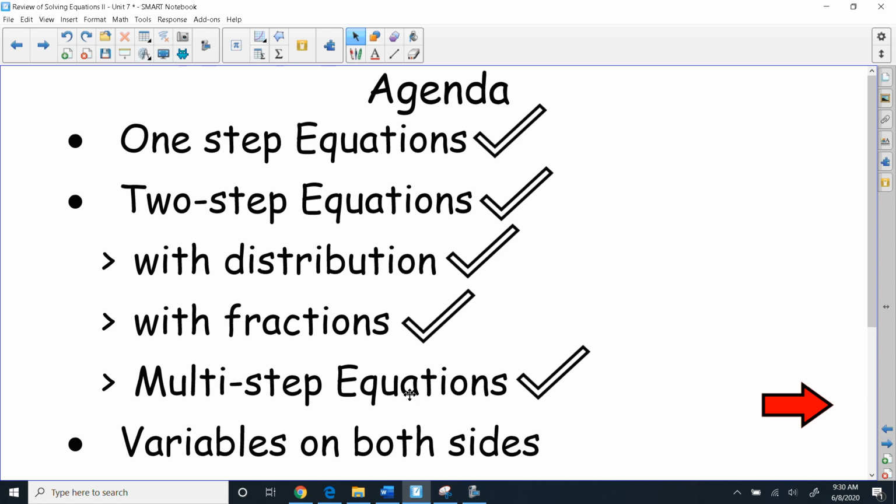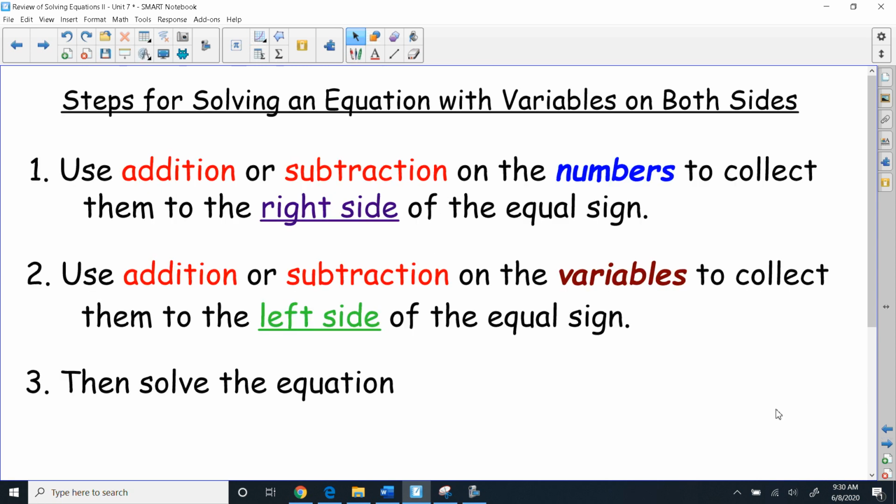All right, let's keep moving. Variables on both sides. What do you mean by variables on both sides? Variables on both sides of the equal sign. So here are our steps for solving equations with variables on both sides.